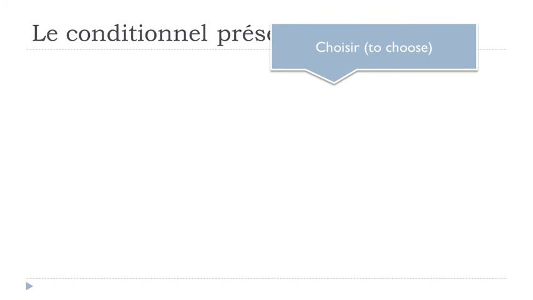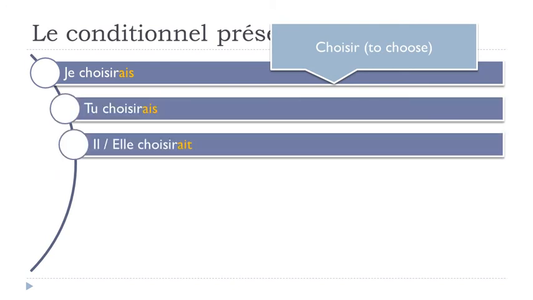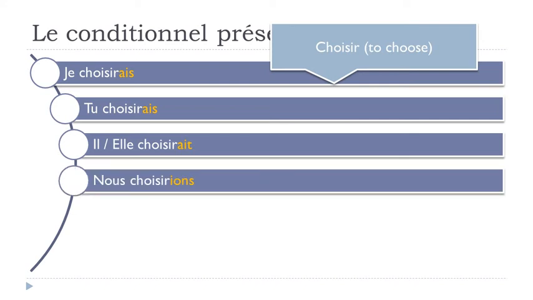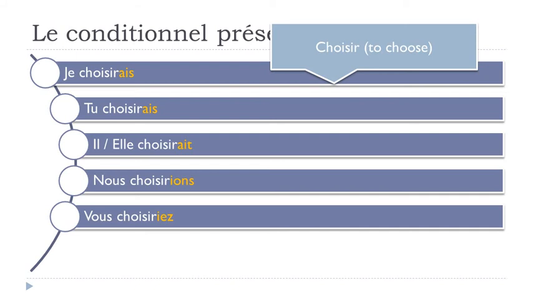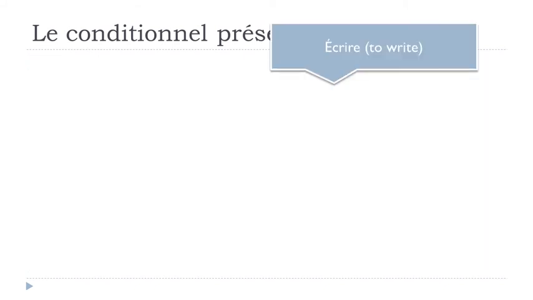Second example, choisir from the second group of verbs. Choisir is to choose. Je choisirais, tu choisirais, il choisirait, elle choisirait, nous choisirions, vous choisiriez, ils choisiraient, elles choisiraient. Okay, not that difficult. And the last example, so for the third group, it's écrire.